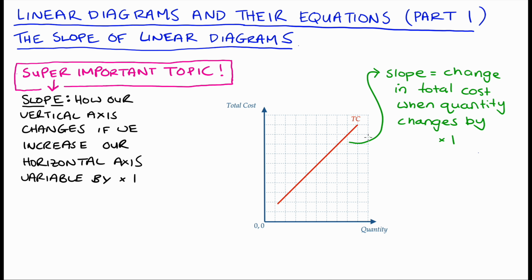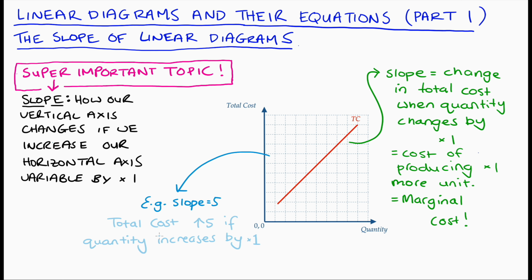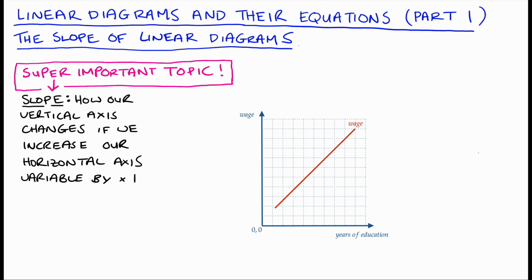So it follows from this that the slope is going to tell us about how much it costs to make one more additional unit. And this is actually a concept called marginal cost. It's very important theoretically in economics. And so just to give a hypothetical application, if the slope was 5, then this means total costs increase by 5 if we increase production by 1. That is to say the cost of producing one more unit or the marginal cost of an additional unit is equal to 5.